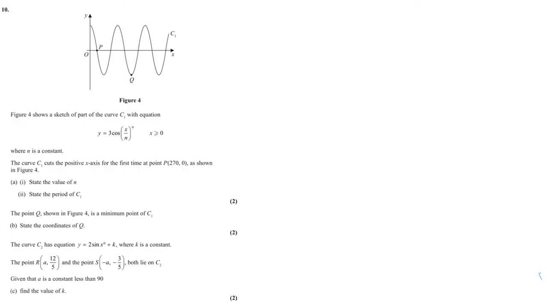We've got a cos graph, and it's y equals 3 cos x over n. The curve cuts at P at 270, state the value of n. So first things first, let's think of a normal cos graph. It will go something like this. This is 360, 270, 180, 90, and 0. That's got a period of 360 degrees, and obviously crosses at 90 and 270 there.